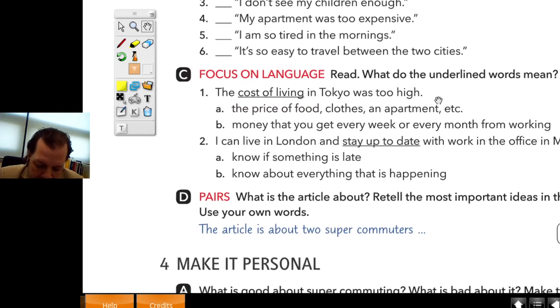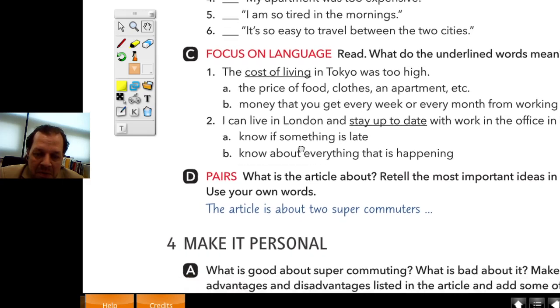And then focus on the language. What do you think the underlined words mean? So, cost of living, does it mean A or B? And stay up to date. Okay. So these might be considered expressions or phrasal verbs.